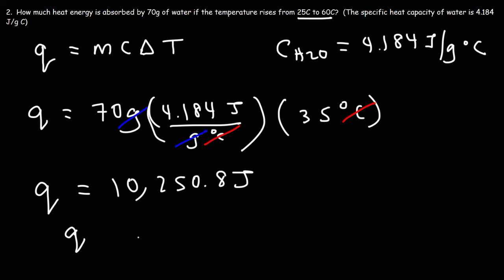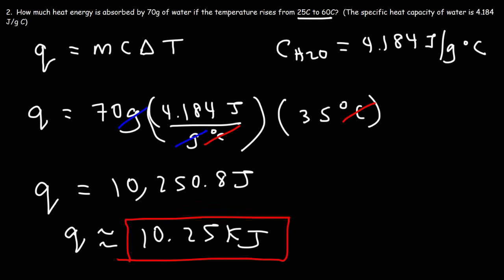And so we can say that Q is approximately 10.25 kilojoules. So that's how much heat energy is absorbed by 70 grams of water when the temperature goes from 25 degrees Celsius to 60 degrees Celsius.